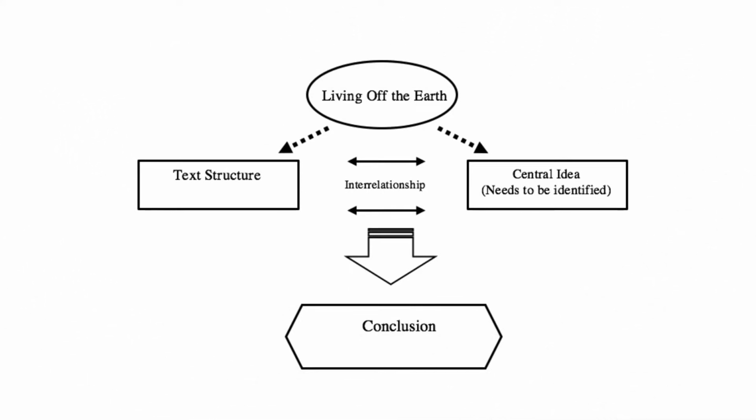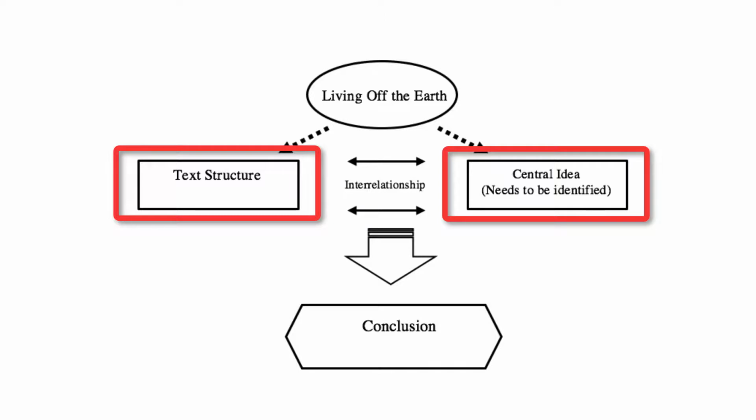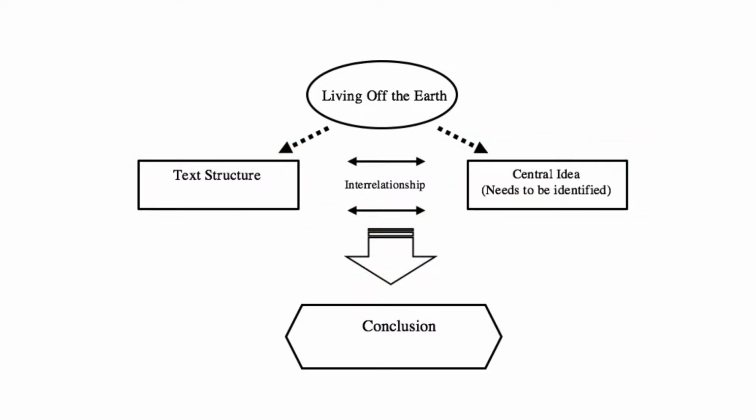The assignment has two component elements, text structure and the central idea of the text. But the prompt doesn't identify the central idea, so that's something the student will have to discover. The student's essay must identify the central idea and describe the text structure. The essay must also discuss the interrelationships between the two text components and then draw conclusions based on these ideas. It looks like this.